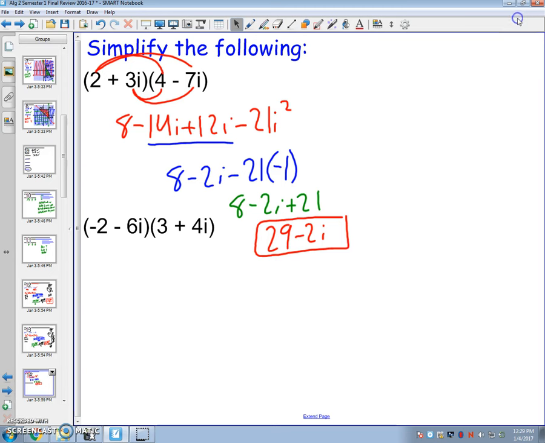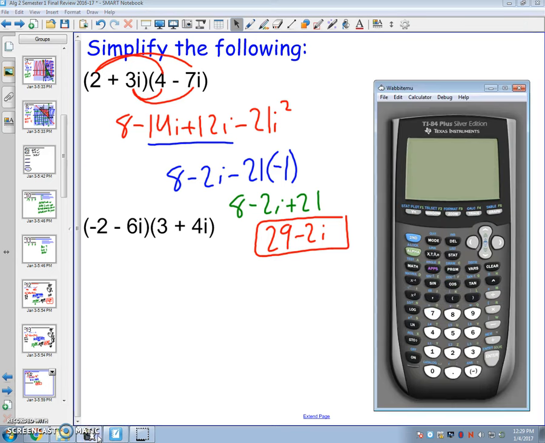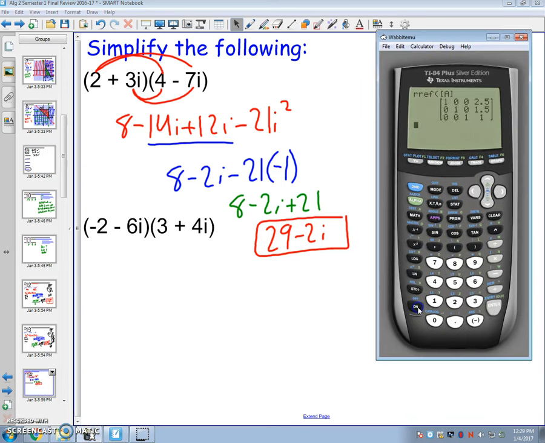Now, on the test, you can use a calculator. Remember, i is on the calculator. You just press second decimal. So 2 plus 3i, i is second, period, times 4 minus 7i. Second period. Enter. It says 29 minus 2i. So the calculator knows to fix i squared. It'll do everything right for you.